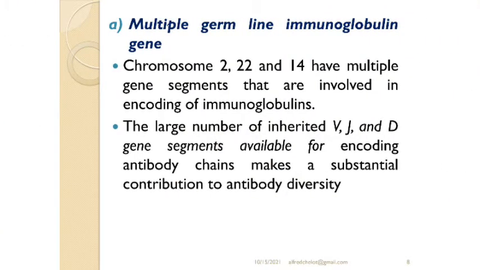So starting with multiple germline immunoglobulin genes, we have said that on chromosome number 2, 22, and 14, we have multiple gene segments that are involved in encoding of immunoglobulins. So the large number of inherited V, J, and D gene segments available for encoding antibody chains make a substantial contribution to antibody diversity.